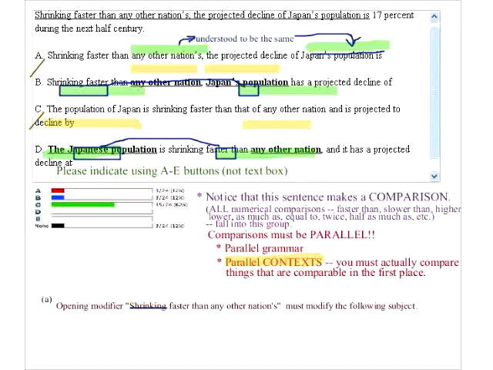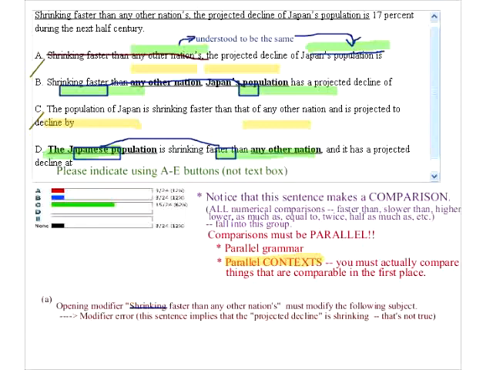This sentence implies that the projected decline is shrinking. That's not true. It's supposed to be the population. So again, just to review, when you have an -ing modifier that starts the sentence in front of a comma, then it's talking about whatever subject is here, whether you like it or not. So smiley face if that makes sense. That's what makes A incorrect.